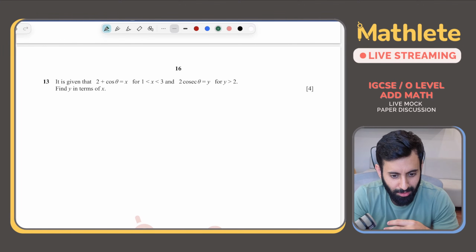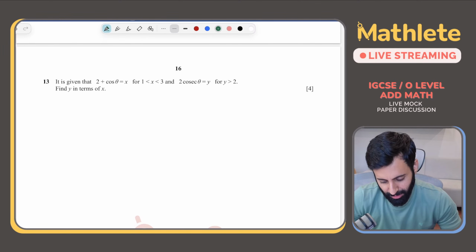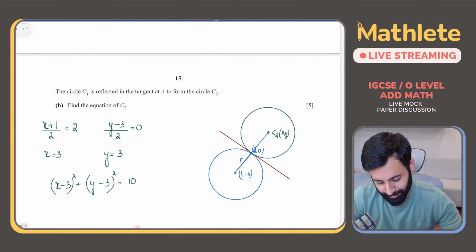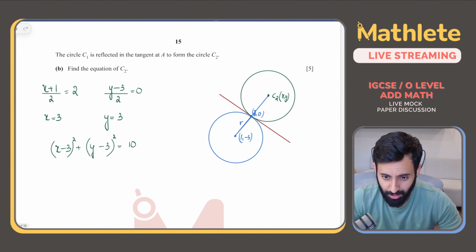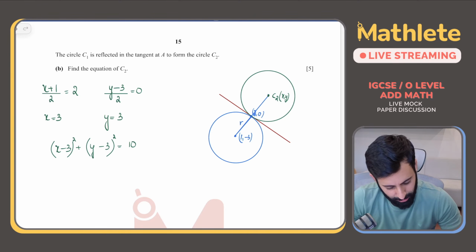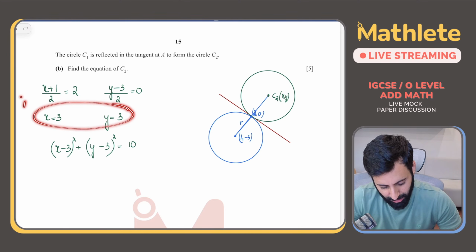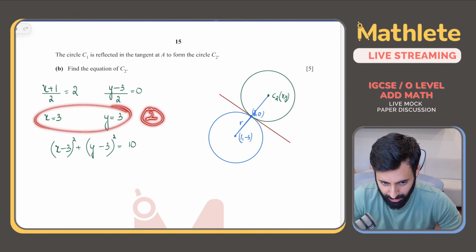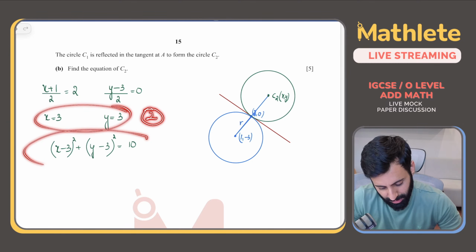Yunus: Sir, how is this 5 marks? I'll tell you how is this 5 marks. Good question. So, radius gives you... wait a minute. Okay, so finding the coordinates of the center gives you 1 mark each. So that means this altogether gives you 2 marks. Then the final equation gives you 1 mark.